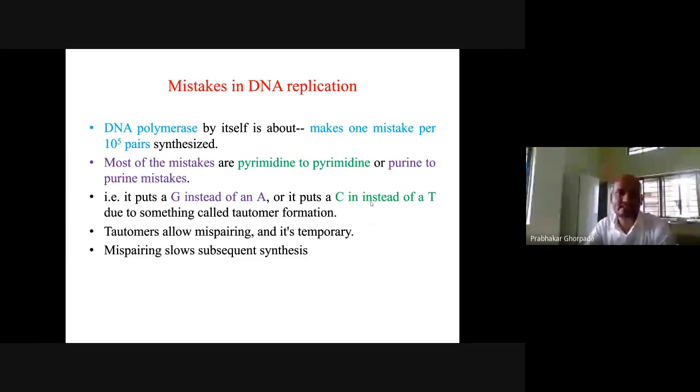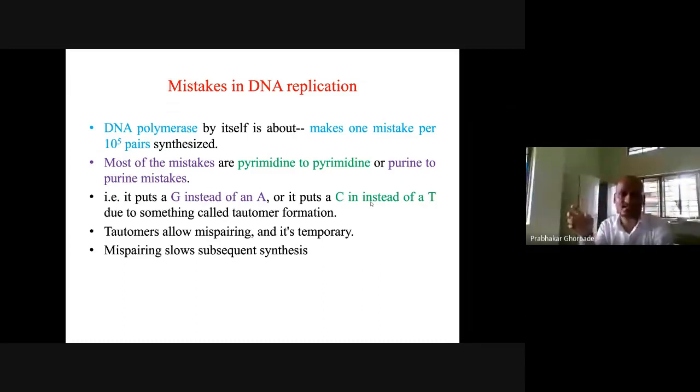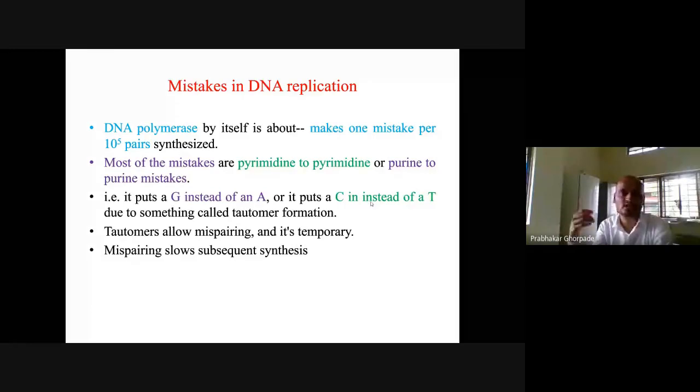So do mistakes happen when we do DNA replication? It does happen. The DNA polymerase by itself makes about 1 mistake per 10⁵ base pairs synthesized. So if you are synthesizing around 1 lakh base pairs, in that you will find 1 mistake. Most of the mistakes are pyrimidine to pyrimidine or purine to purine mistakes. That is, it puts G instead of A, or it puts C instead of T, or vice versa.